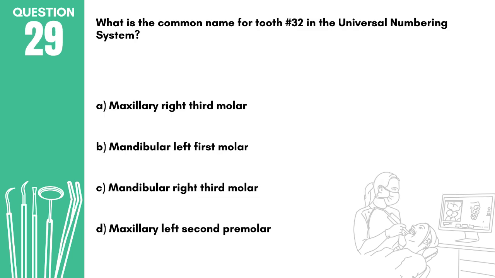Question 29. What is the common name for tooth number 32 in the universal numbering system? A. Maxillary right third molar. B. Mandibular left first molar. C. Mandibular right third molar. D. Maxillary left second premolar.